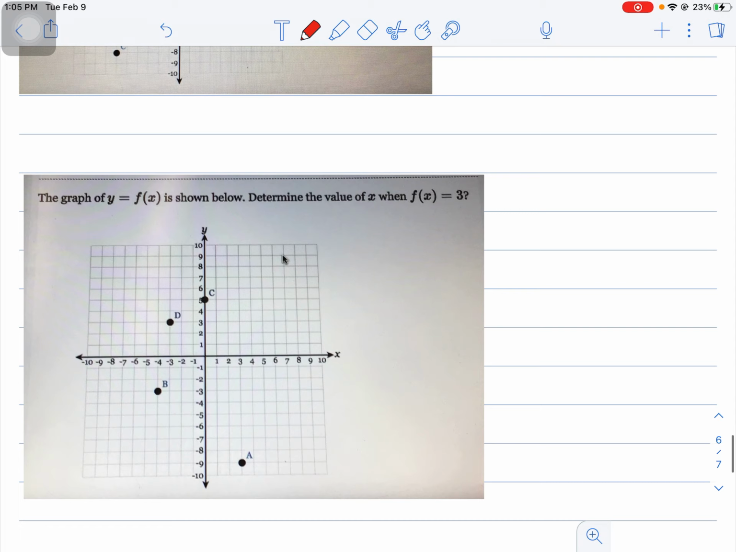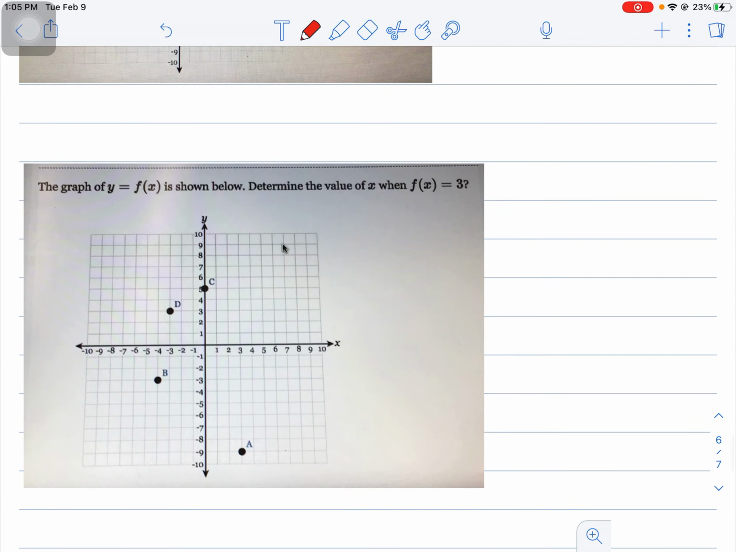Okay, let's try one more. So here's some other points. We've got f of x is 3. So that's telling us our output is 3. So outputs are on our y. We can think about our coordinates. Output is 3. What is our input to make the output 3? So we're going to look, here's 3. We're going to look across this line. D is helpful, and we're going to look down to where our input would be, which would be -3.